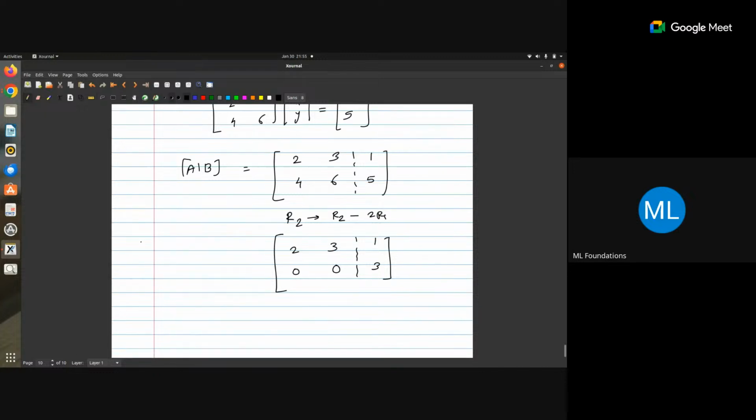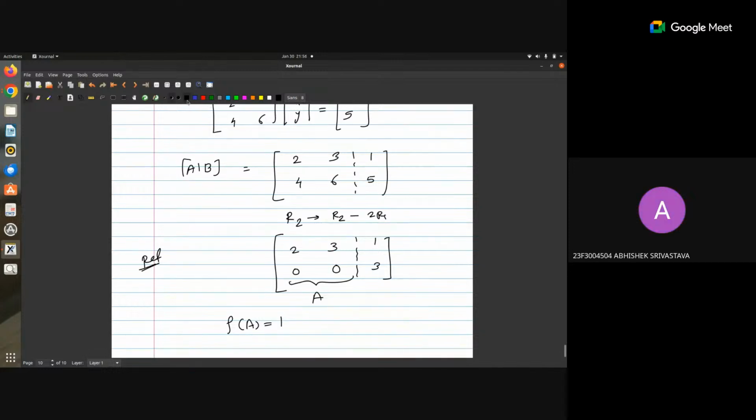This is not row reduced. So it is not a reduced row echelon form, it is only REF, right? Now, what is the rank of A here? This is A. The rank of A is 1.